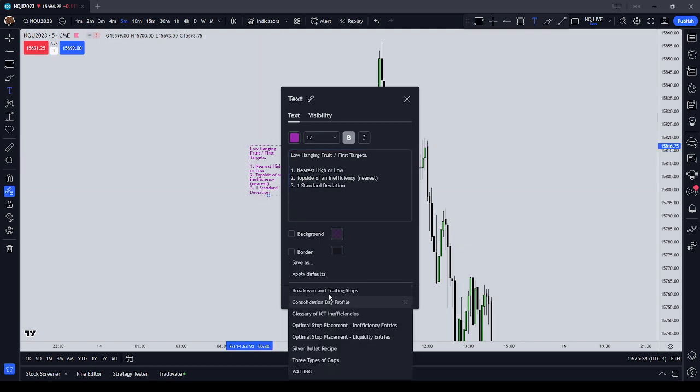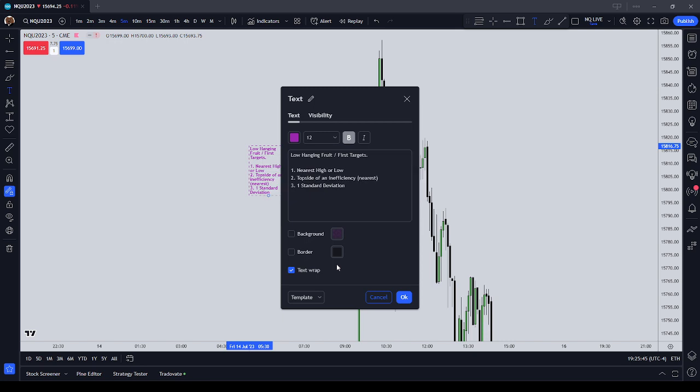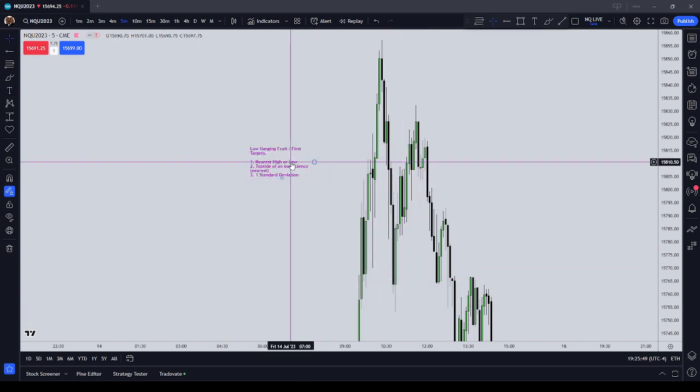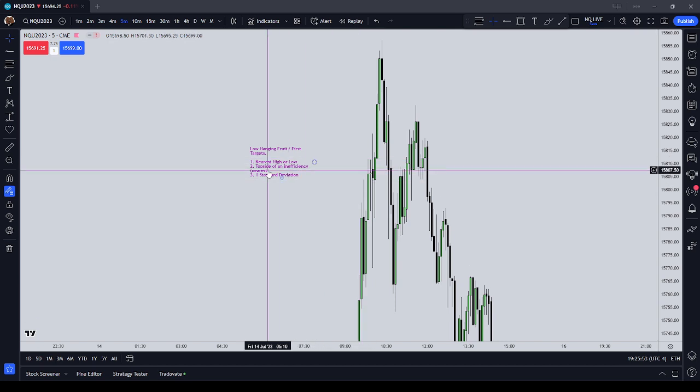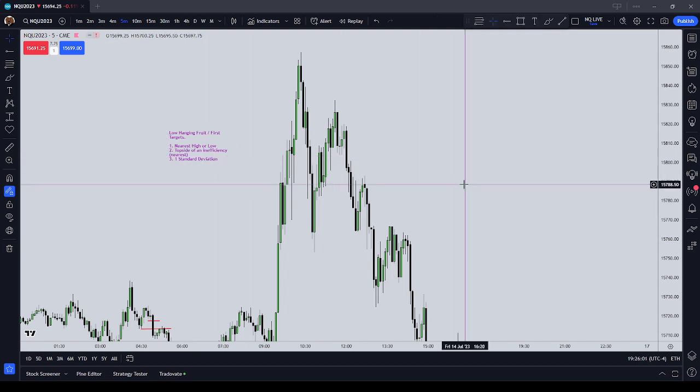There you go, guys. There's your low-hanging fruit. Three low-hanging fruit: the nearest high or low, that's your nearest liquidity target. The top side of an inefficiency, so if you're aiming for a BISI, the top side of it. Or one standard deviation. Any of those are your lowest-hanging fruit targets.